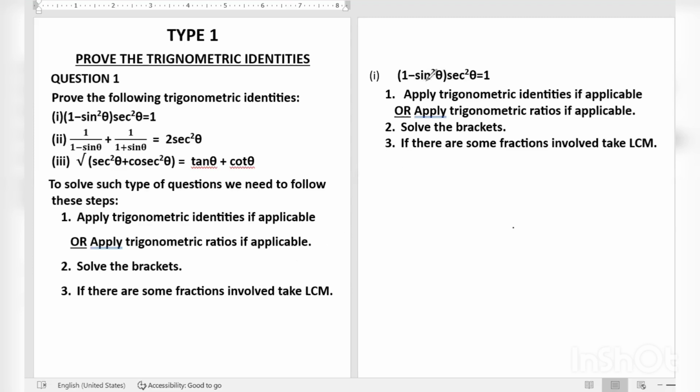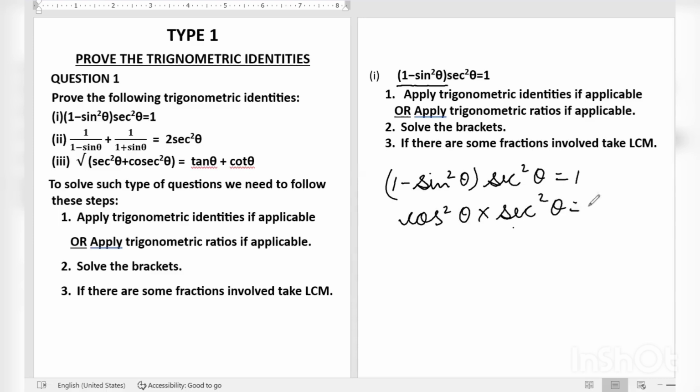So the question is (1 minus sin square theta) into sec square theta is equal to 1. Now it's very clear that 1 minus sin square theta is an identity, right? So I'll just write the question again. (1 minus sin square theta) into sec square theta is equal to 1. So I can replace 1 minus sin square theta as cos square theta, and I have sec square theta is equal to 1. Now I know that sec square theta is the reciprocal of cos square theta, so I can replace that.